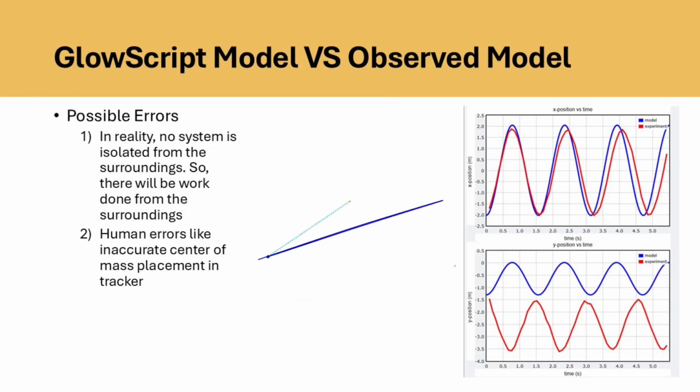Under possible errors, I have that in reality no system is isolated from its surroundings, so there is work done from the surroundings. And secondly, human error, like placement of center of mass and tracker, can make the experiment inaccurate.